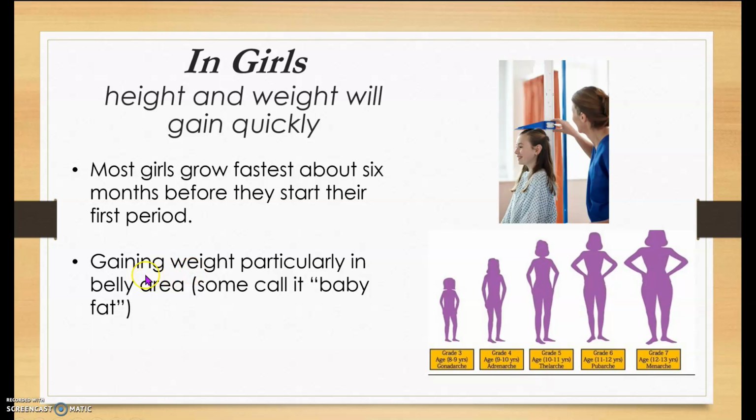Ladies also experience gaining weight, particularly in the belly area, or in the tummy, in the stomach. Some call it the baby fats. That fat will be distributed in the breast, arms, and thighs.